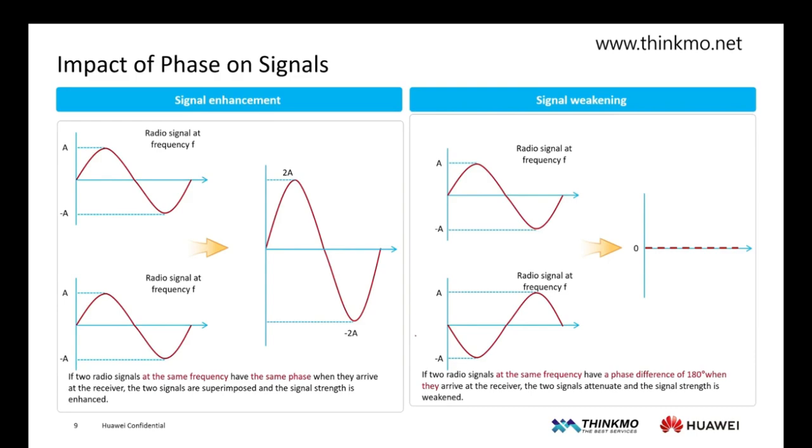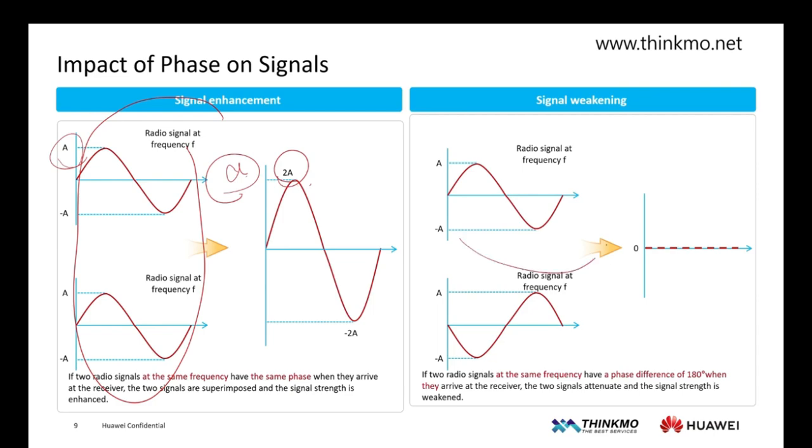What impact does phase have on signals? Well, it has a significant impact. Wireless transmission is propagated through the air, relying on energy transfer. If two wireless signals with the same frequency have the same phase at the same time, then when received at the terminal, the signals will superimpose and strengthen. For example, the original amplitude is A. After the two signals are superimposed, the amplitude becomes 2A, which is the effect of phase enhancement.